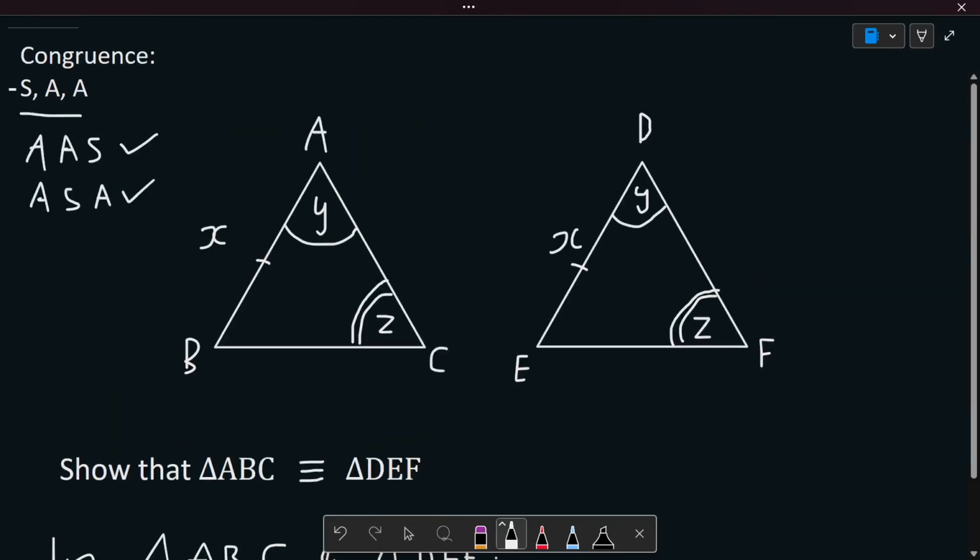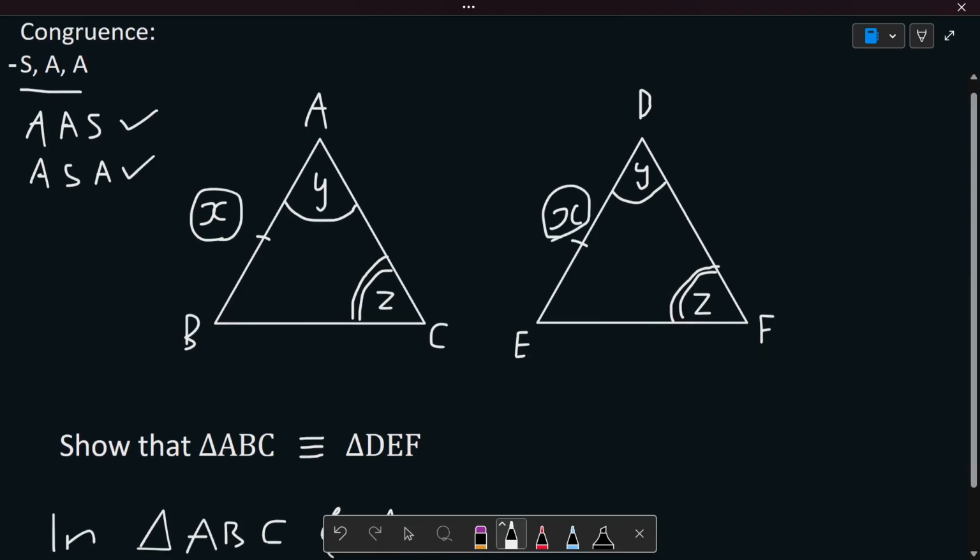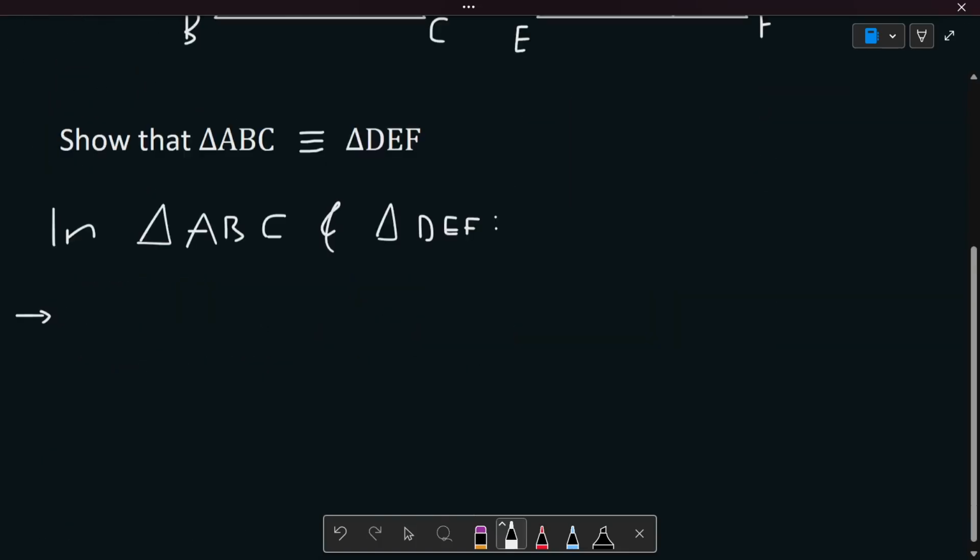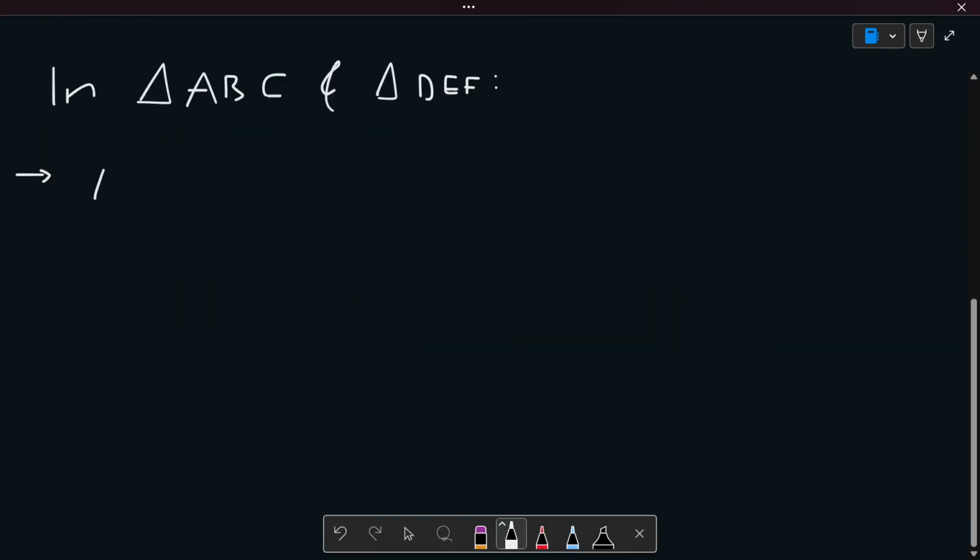Now let's work with the side first. We can see that AB has the side of X and DE has the side of X. So therefore those two will be the same. So we'll say AB is equal to DE, which has the side X. And what is the reason for this? They gave it to us. So it's going to be given.